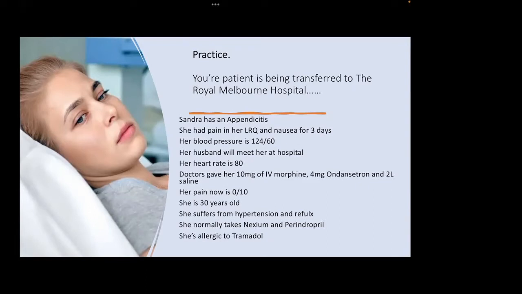Her pain currently is 0 out of 10, which is great. She's 30 years old and suffers hypertension and reflux, for which she takes Nexium and Perindopril. And she's allergic to tramadol.